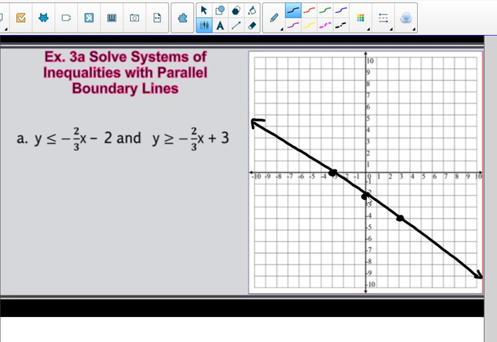The next one, I know that it's going to be the same slope, but this time the y-intercept is a positive 3. So I put a point at positive 3. And then I go down 2 to the right 3.